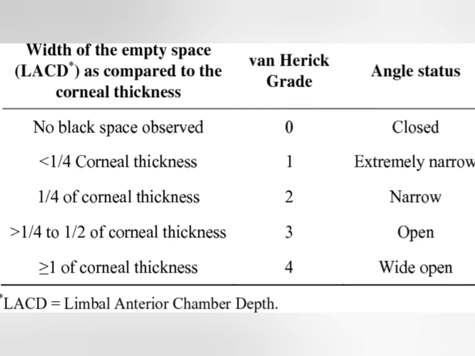If PSCT is more than 1 CT, it is a normal, wide open angle. If PSCT is from 1/4 CT to 1/2 CT, it indicates grade 3, and if PSCT is equal to 1/4 CT or less than 1/4 CT, it indicates a narrow and extremely narrow angle. So if in Van Herick grading you get grade 2 to 1, it indicates an angle closure suspect and you need to do gonioscopy on the patient.